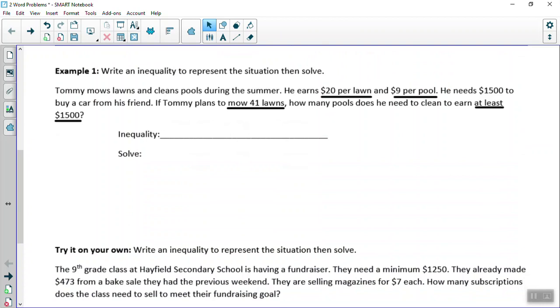So we need to come up with a variable. I often just use the letter that indicates that word. So in this case, P. So we have 20 times 41 plus 9P is at least, that means it can be more than, greater than or equal to, $1,500. So here's our inequality. All right, so let's solve.